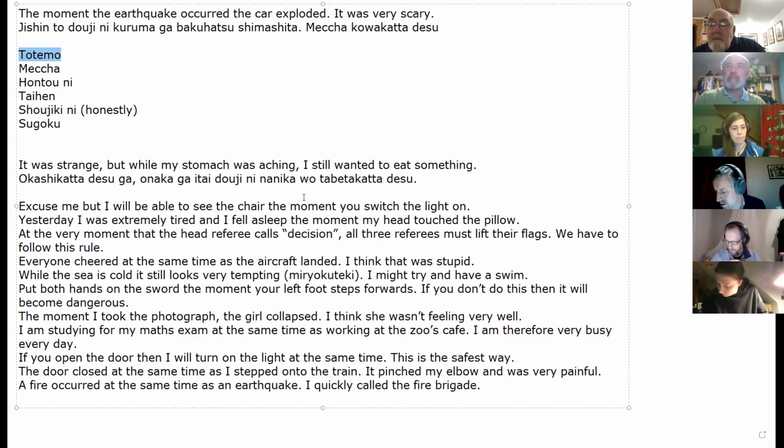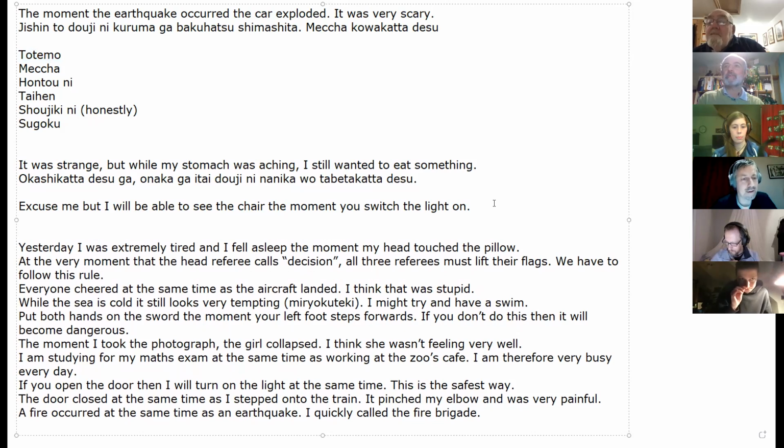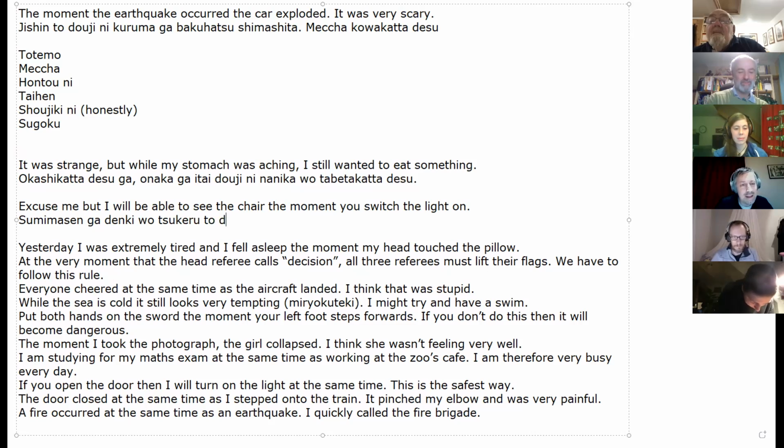Okay, I'll leave that up there for a second. Tom, excuse me, but I will be able to see the chair the moment you switch the light on. Sumimasen ga. Denki o tsukeru to doji ni. Good.